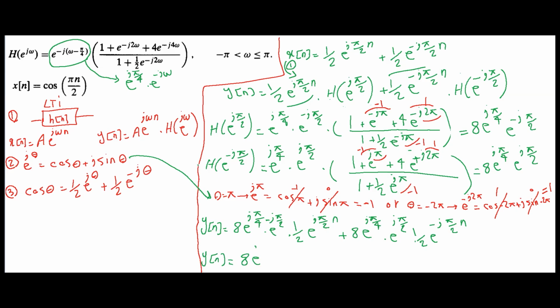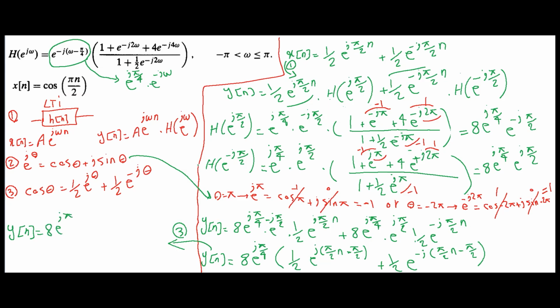Now, we simplify y[n]. We factor out 8 times e to the power of j pi over 4. From the first part, 1/2 of e to the power of j pi over 2 n minus pi over 2 remains, and from the second part, 1/2 of e to the power of minus j pi over 2 n minus pi over 2 remains. Now, using the third point, we can write this in terms of a cosine function. Finally, y[n] is written as 8 e to the power of j pi over 4 times cosine of pi over 2 n minus pi over 2.